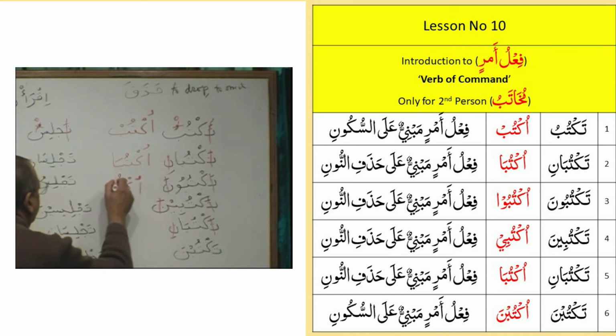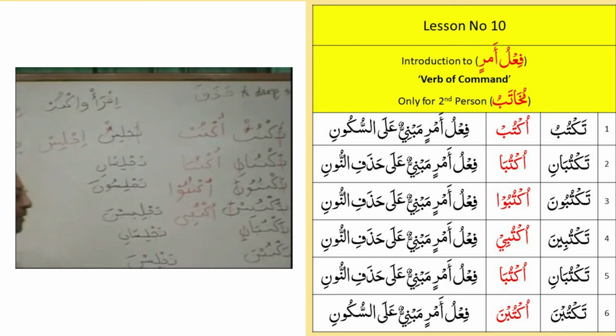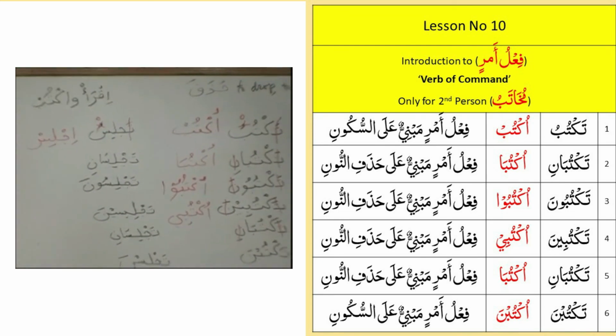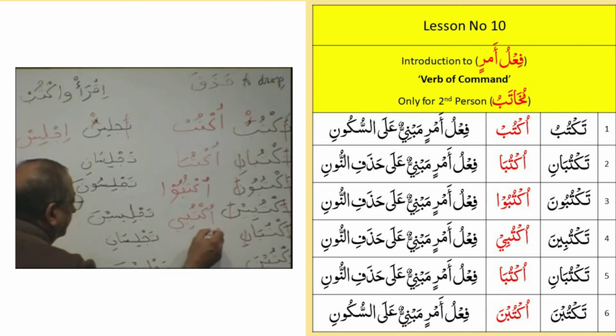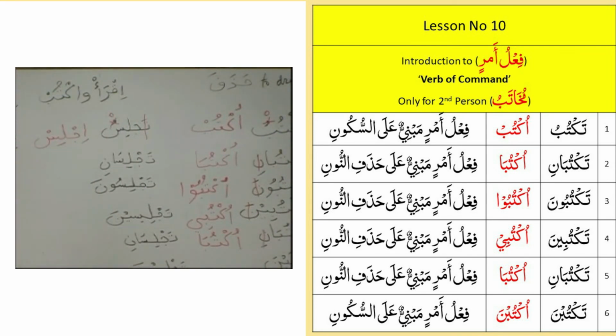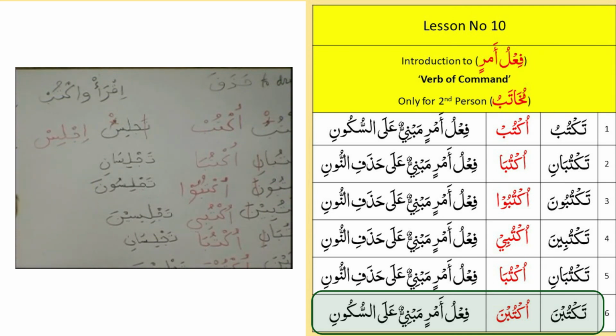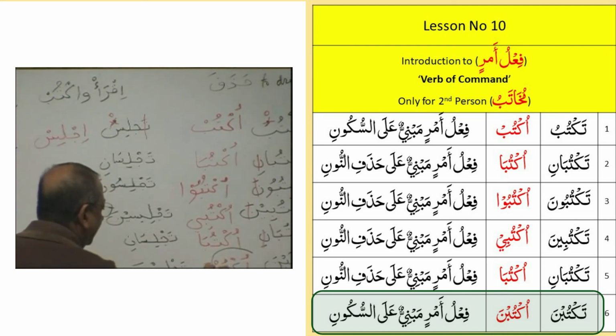Now here it will become Uktubu. Are you with me? How will you describe it? Fi3l Amrin Mabniun ala Hazfi Noon. And then Uktubi, the same: Fi3l Amrin Mabniun ala Hazfi Noon. Again, the next one, Uktuba, same. And then in the end, Uktubna. How will you describe this? Fi3l Amrin Mabniun ala Sukun. Because this is your verb, sahi? And it ends with a Sukun. Do you see?